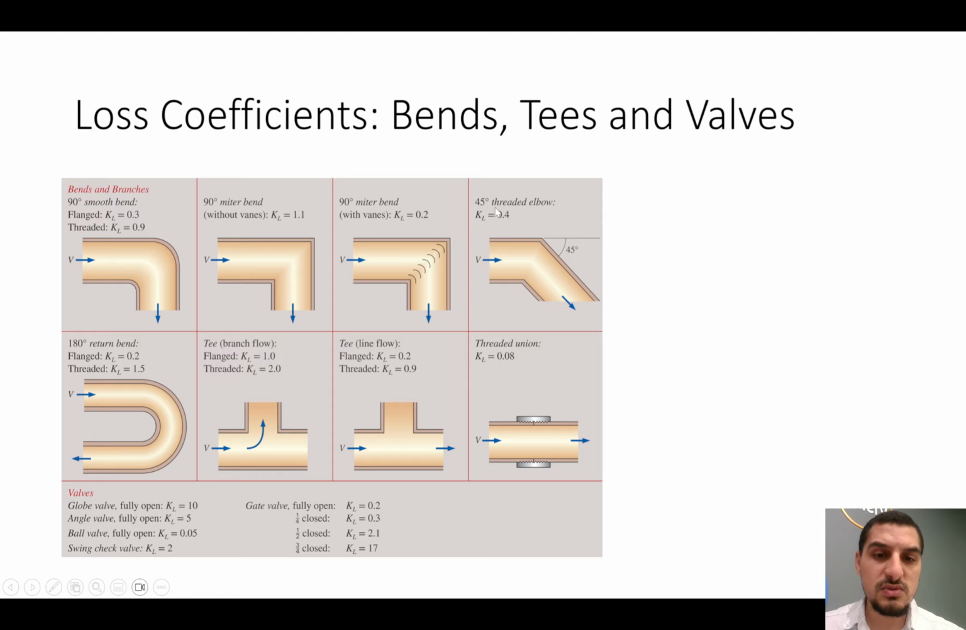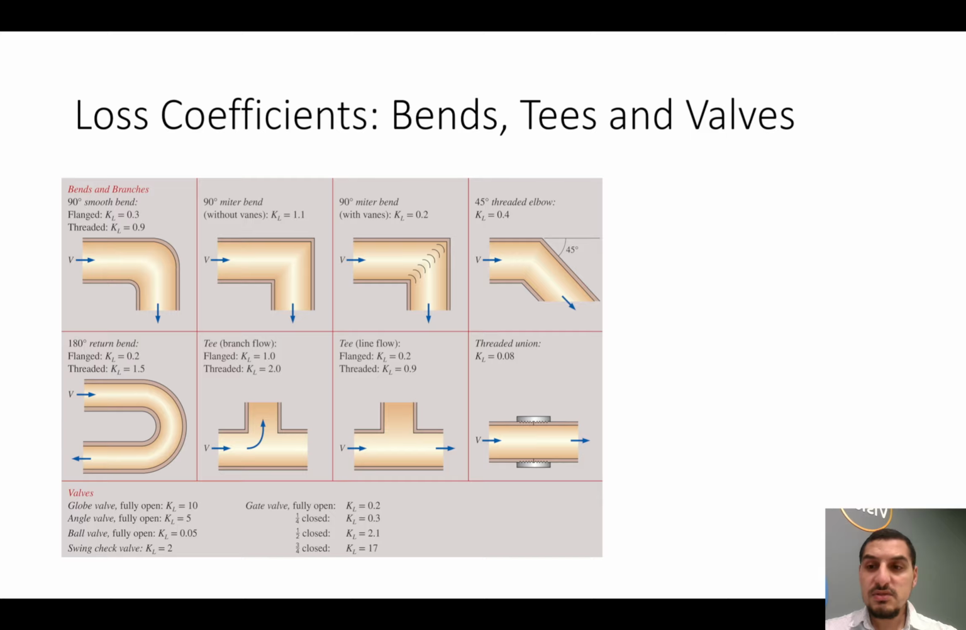We have the threaded elbows. It's just an elbow that changes the direction by 45 degrees, and the same here for 180 degrees. And I think these are easy to understand. There is one thing that is important to notice here, that we have 2 different values for this 90 degrees bend. For the return bends, that is the flanged and threaded connections, and it's a good chance to discuss the difference between these two and why the threaded connections always lead to higher losses than the flanged connections.